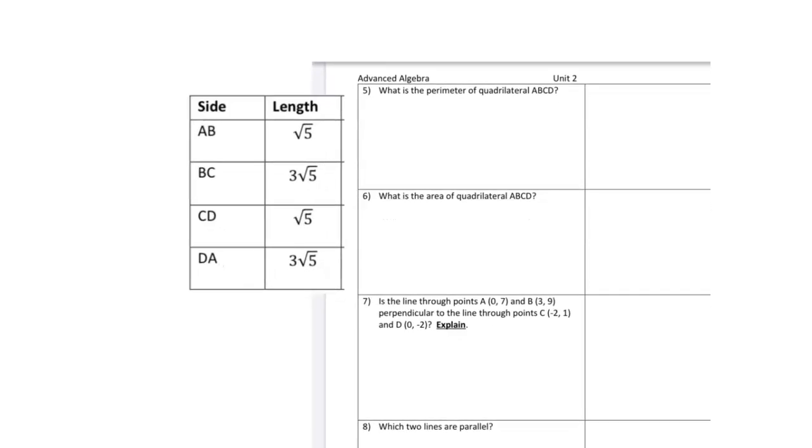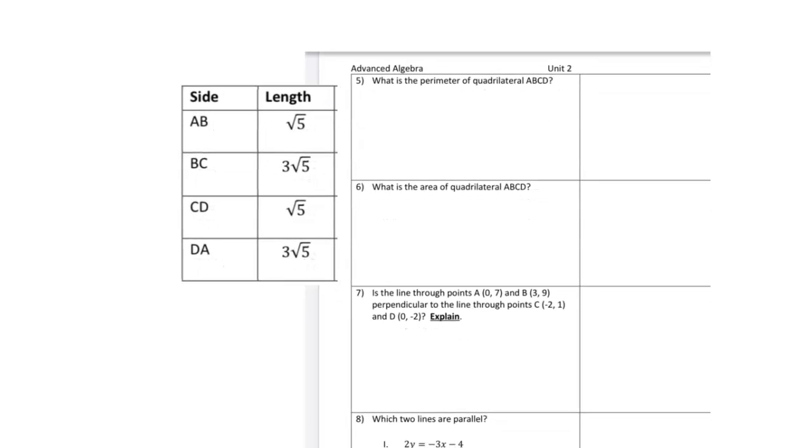For numbers 5 and 6, we needed to use the lengths from number 4. So for number 5, it says, what is the perimeter of quadrilateral ABCD? So here are our 4 lengths. In order to find the perimeter, you need to add all the sides. For number 6, what is the area of quadrilateral ABCD? This is a rectangle, so remember that our formula for finding the area of a rectangle is length times width. So in this case, we need to multiply our two sides. 3 times the square root of 5 times our square root of 5.